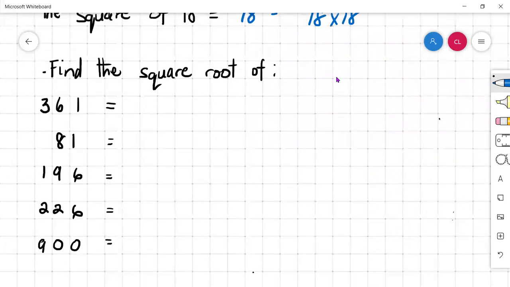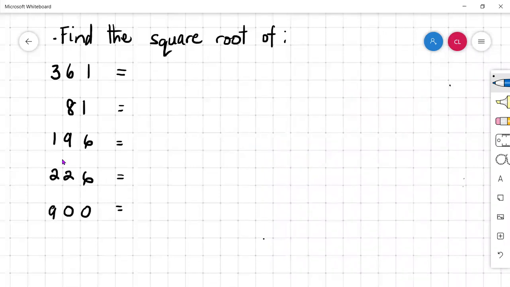Now we're asked to find the square root of these numbers. So we have 361, 81, 196, 226, 900, and I have some more. So this one is not going to work using the method that I gave before, right? This is going to be trial and error. But you guys try to work it out and tell me what you think the answer would be.